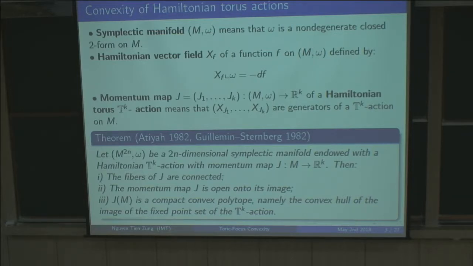Then we have these three properties for the momentum map. First, the fibers are connected: for each point, the preimage of that point is connected. Then the momentum map is open onto its image: if you take an open set in the manifold, then the image will be open in the image, not in the whole space. And the third property is that the image itself is a compact convex polytope. It is the convex hull of the images of the fixed points of the action. So we have this convexity property.